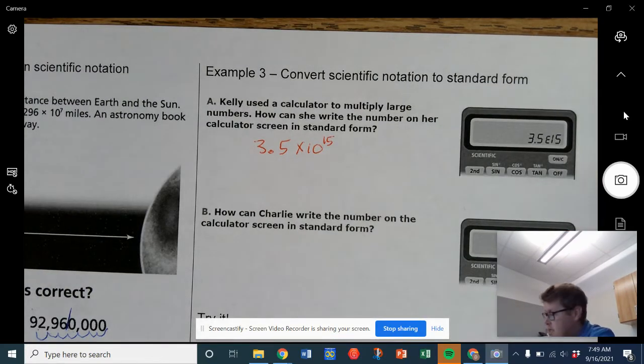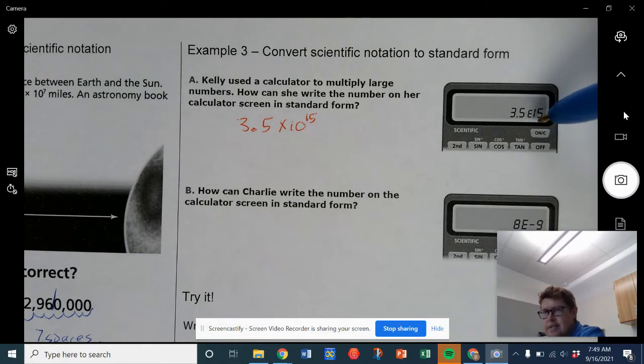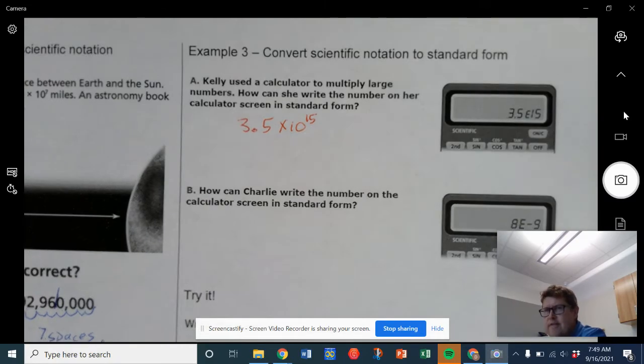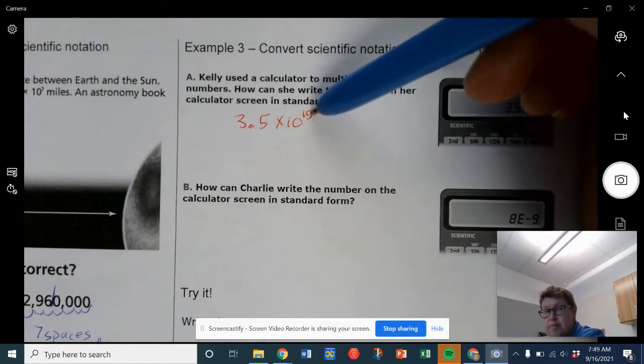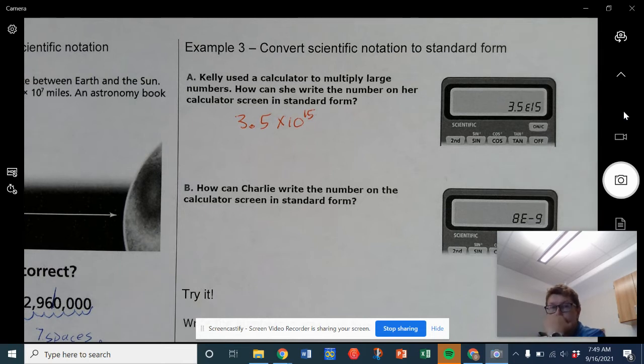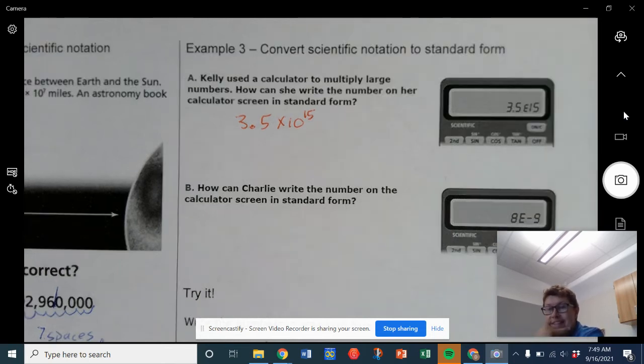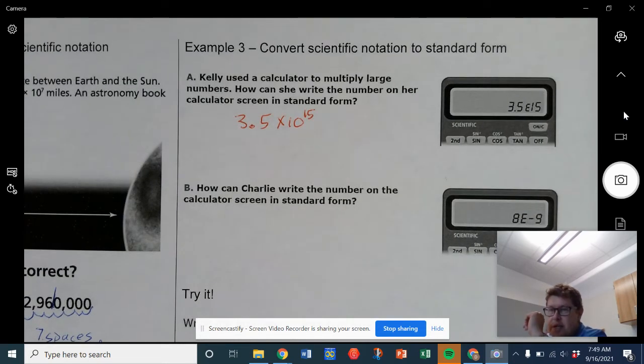Very easy to tell. Because it's a calculator, it doesn't really want to write that 3.5 times 10 to the 15th, right? So it just says E, standing for exponent, and that exponent is just the exponent of the power of 10. So we want to write this in standard form. Standard form is just regular numbers, right? So it's going to have a lot of zeros.